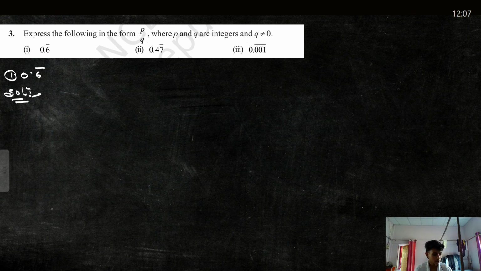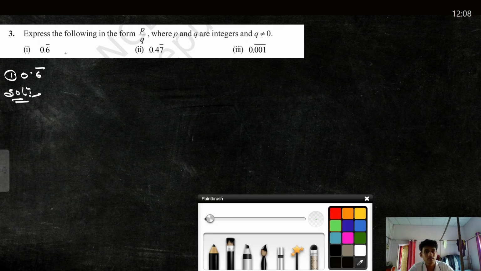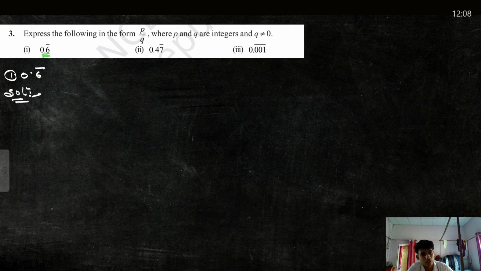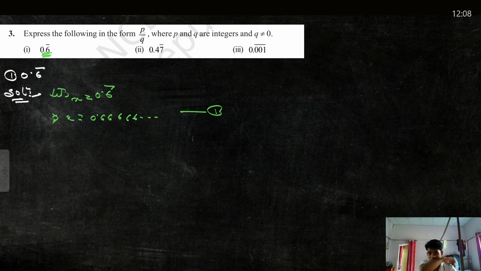Now comes the third question. Express the following in the form of p by q. The first is 0.6 bar. Now let x be equal to 0.6 bar. That implies x is equal to 0.66666 dot dot dot. Let it be equation 1. Now since only one number is repeating itself, we'll multiply equation 1 with 10.